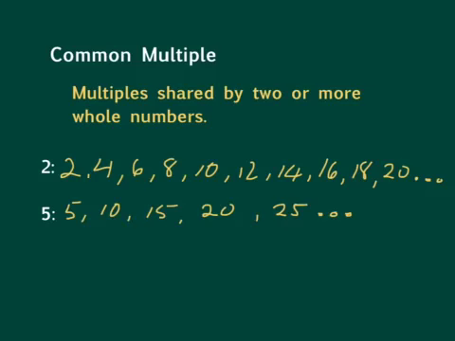Now I've added the first 5 multiples of 5. The next thing that I'm going to do is circle the multiples in both lists that happen to be in common. So in the first list I see a 10, and in the second list I see a 10. And in the first list I see a 20, and in the second list I see a 20. So the first 2 common multiples in this endless list are 10 and 20.